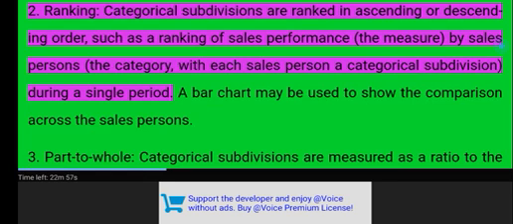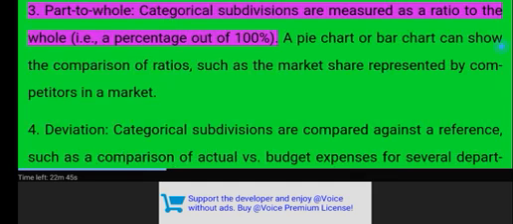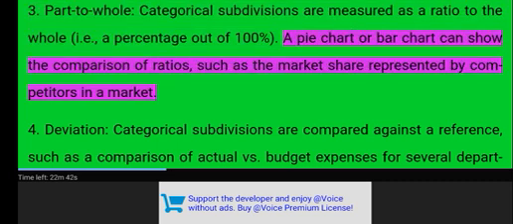2. Ranking. Categorical subdivisions are ranked in ascending or descending order, such as a ranking of sales performance, the measure, by salespersons, the category, with each salesperson a categorical subdivision, during a single period. A bar chart may be used to show the comparison across the salespersons. 3. Part to whole. Categorical subdivisions are measured as a ratio to the whole, i.e., a percentage out of 100%. A pie chart or bar chart can show the comparison of ratios, such as the market share represented by competitors in a market.